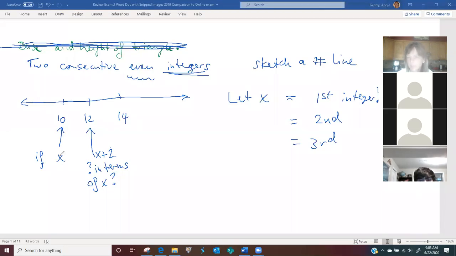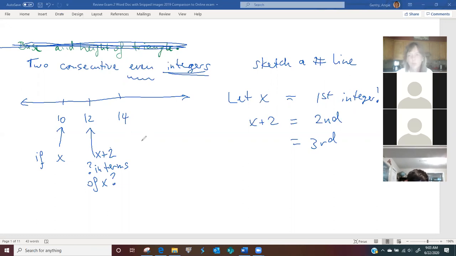Okay. So because they're 2 apart, let x be the first, and then the second is x plus 2, because it's automatically 2 bigger since they're consecutive even. And then what would the third one be?